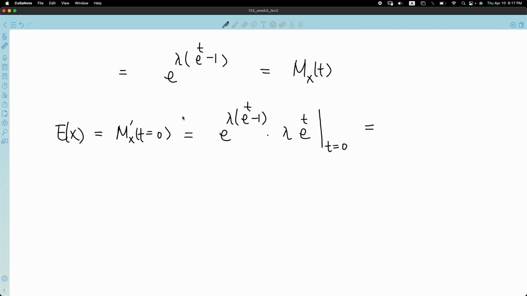Okay, so let's take a look. For this one here, when t equal to 0, we have e raised to the power of 0. That's a 1. Minus a 1, we have another 0. So the whole thing goes to 1. And then we have a lambda for the second term. E raised to the power of 0 is still a 1. So in the end, we should have a lambda. And this is also the same result that we derived in the first lecture. The first moment or the expectation for a Poisson random variable is equal to lambda.